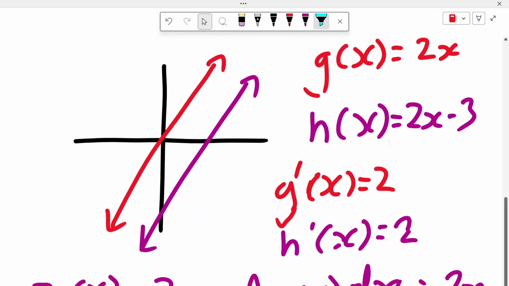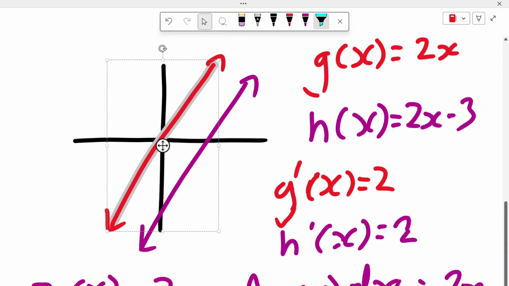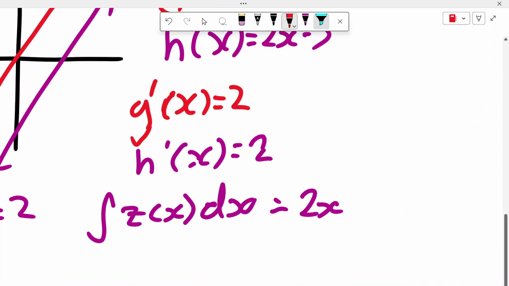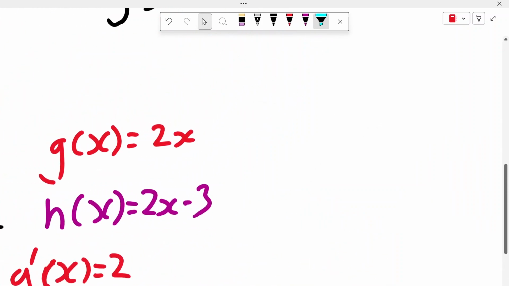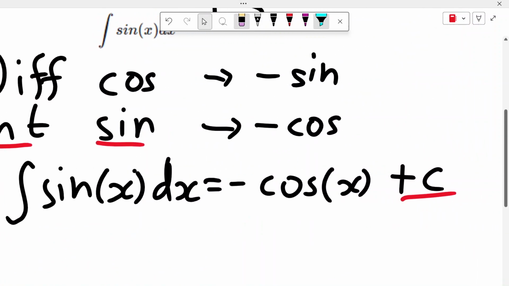Which one is it? Is it this one? Or is it this one? So that's why we need that plus c, because we're not sure where it is. And it could even be like unlimited options. So we always have to write plus C. Okay? All right. So that is why we're going to need that plus C.